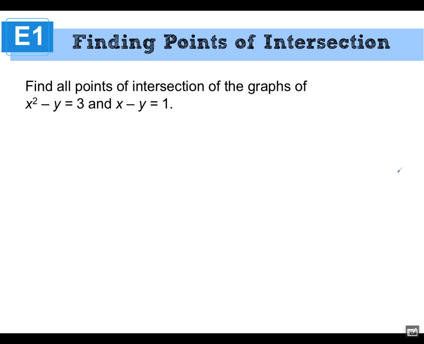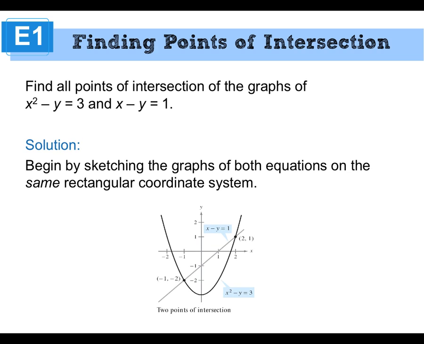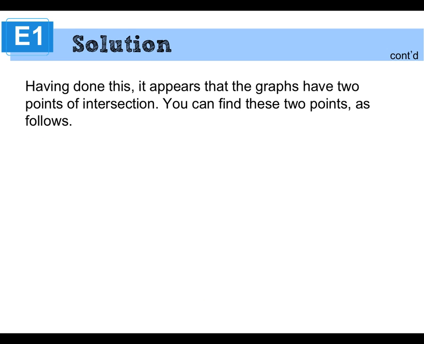Which one do you guess? 2 intersections, 1 intersection, no intersections. It doesn't matter, we're going to solve it anyways. 2? All right, probably. It is 2. I cheated and showed you the graph first, then we're going to do the math to figure out where those 2 points of intersection are. But you already know the answers. We should get 2, 1 and negative 1, 2. So let's do the math now.